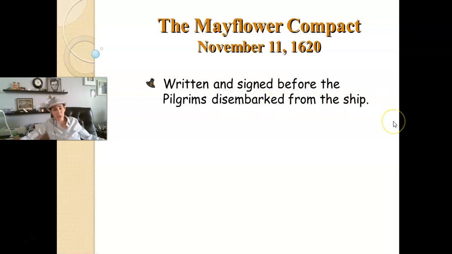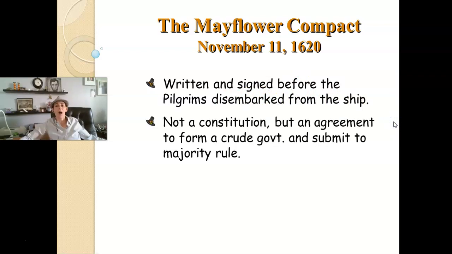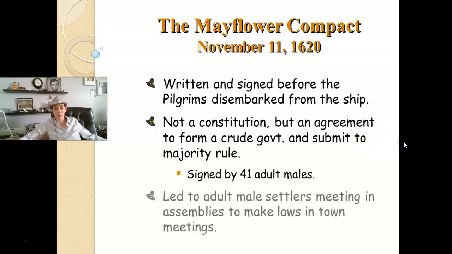It was an agreement between all the adult male members to form a crude and simple government that submitted to majority rule. So a direct democracy. This is what we have, a direct democracy. Now, of course, this democracy was based off of following church rules and obeying God, but still a direct democracy. Signed by 41 people, right?